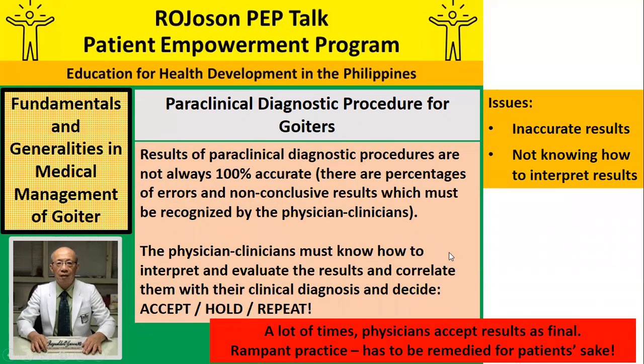The results of paraclinical diagnostic procedures are not always 100% accurate. There are percentages of errors and non-conclusive results which must be recognized by the physician-clinician. The physician-clinicians must know how to interpret and evaluate the results and correlate them with their clinical diagnosis and decide whether to accept, whether to hold, or whether to repeat. A lot of times, physician-clinicians accept the results as final. This is a rampant practice which has to be remedied for the patient's sake.